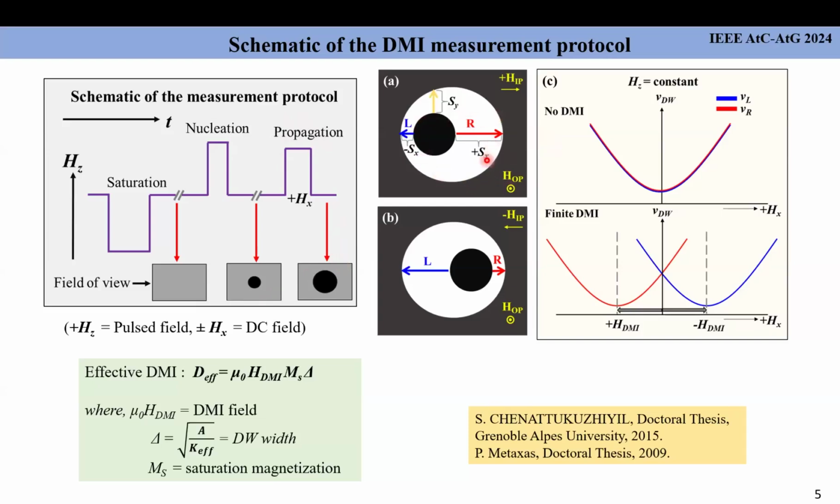This is because, for a particular applied field value, the domain wall either gets an addition of HX plus HDMI, or it gets a cancellation of the HX field, due to which the propagation is different on both sides. Now, the velocity of the left and right wall can be plotted, and the minimum of the velocity represents the DMI field. By using this, the effective DMI can be calculated.